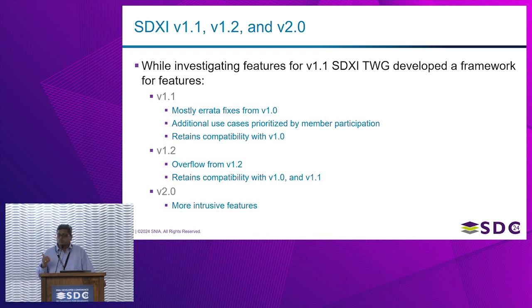With 1.2, it's going to be planned as, because we want to get 1.1 out of the door quickly because it has the errata fixes, we're going to overflow some of the use cases which we don't have completely fleshed out into 1.2. And then we will also retain the compatibility with 1.0 and 1.1.